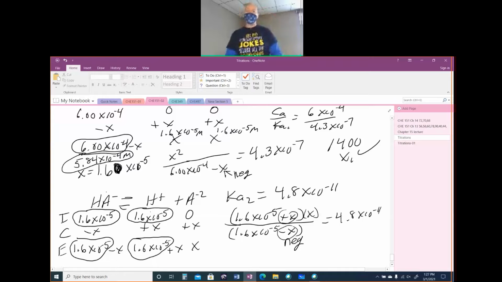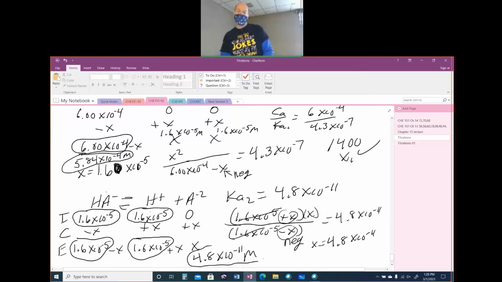And then we see we have the exact same number. 1.6 times 10 to the minus 5 cancels 1.6 times 10 to the minus 5. And we get X is equal to 4.8 times 10 to the minus 11, which we answered before we started the problem. The A minus 2 concentration is 4.8 times 10 to the minus 11 molar. It is always the same as Ka2. And your pH, if you add this extremely small number, 4.8 times 10 to the minus 11, it does not change to 1.6 times 10 to the minus 5.